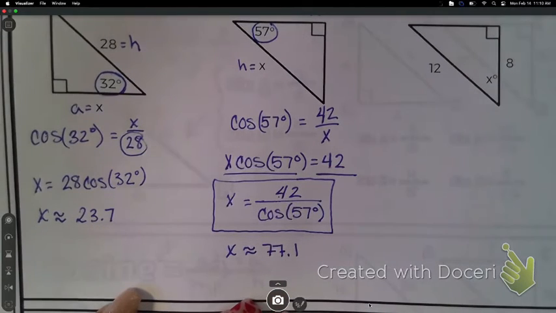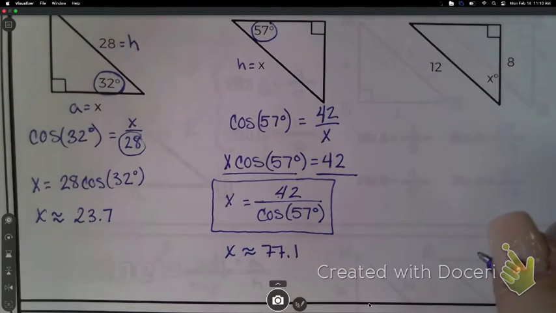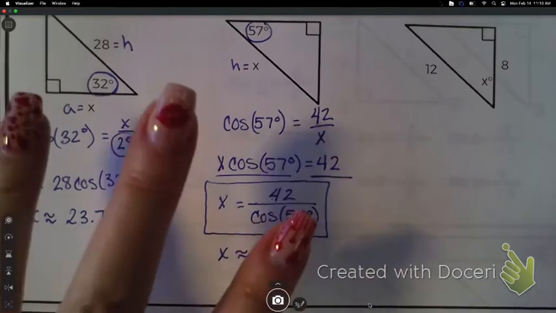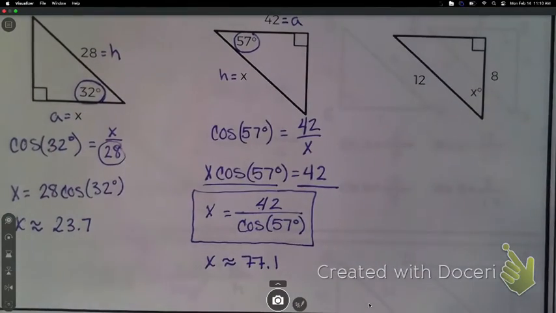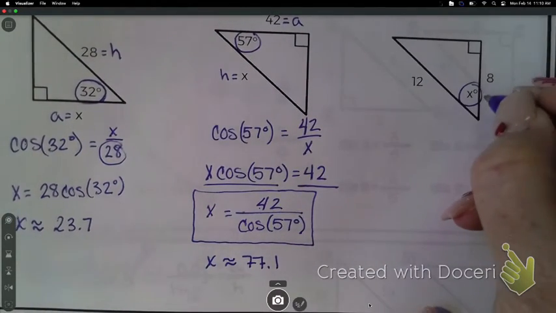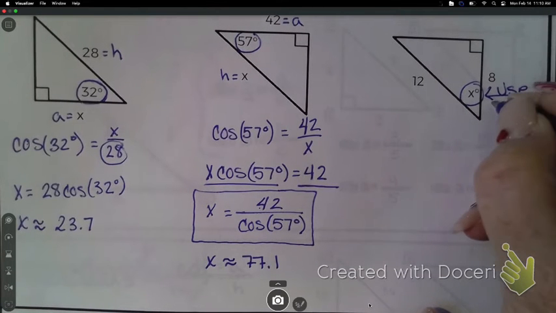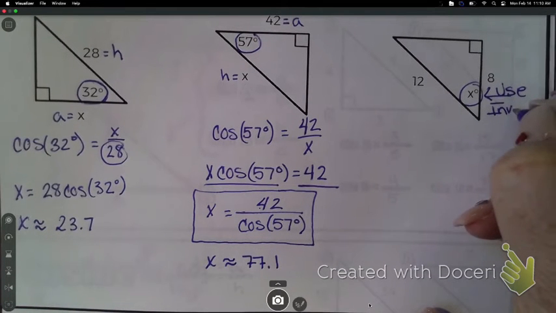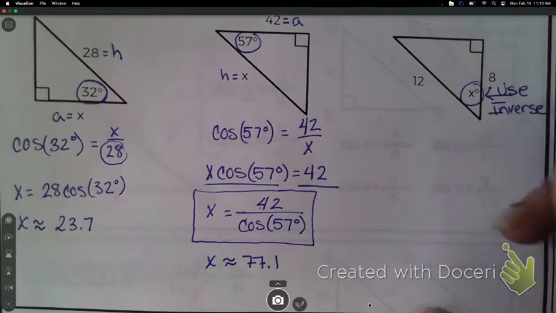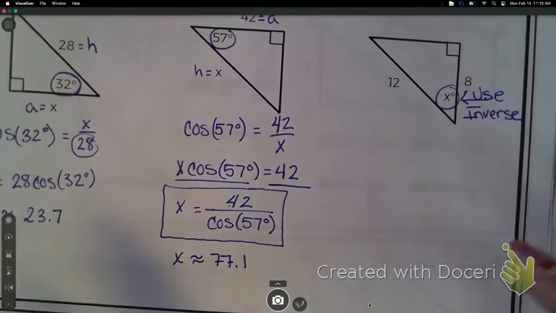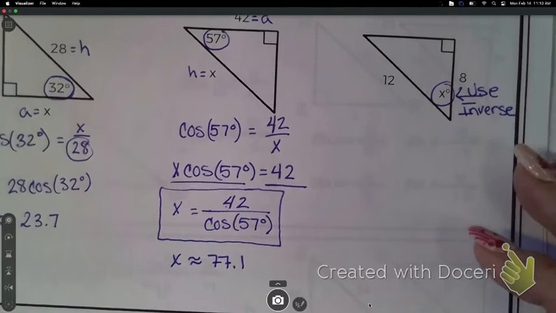But you still do need to know how to use the calculator, correct? It's a tool we need to use, not just for 2 times 3. Okay, now we're looking for a what? Angle. So for an angle, we use what? The inverse. Write it on there: angle, use inverse. Doesn't matter which function, you're going to use the inverse.